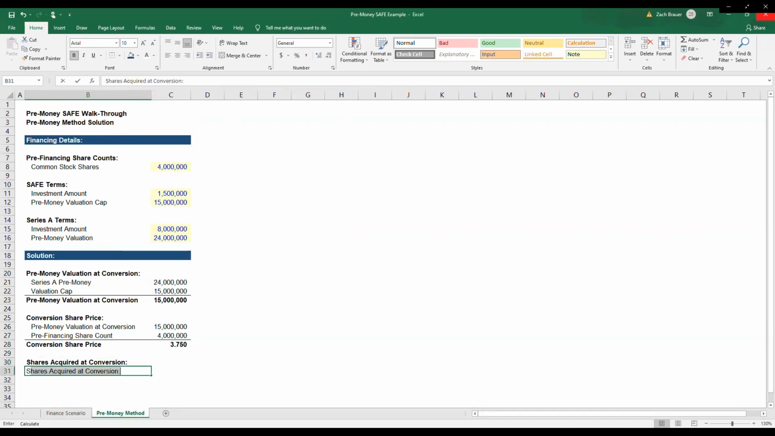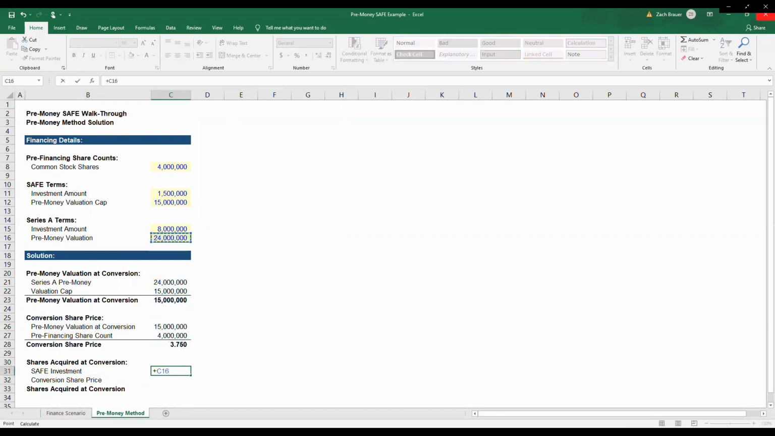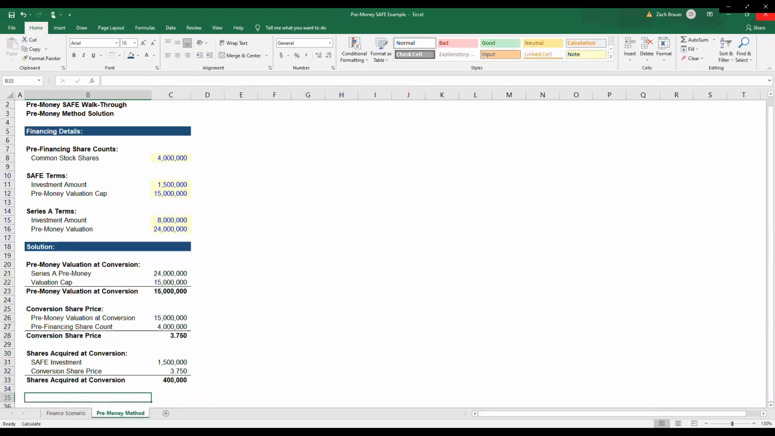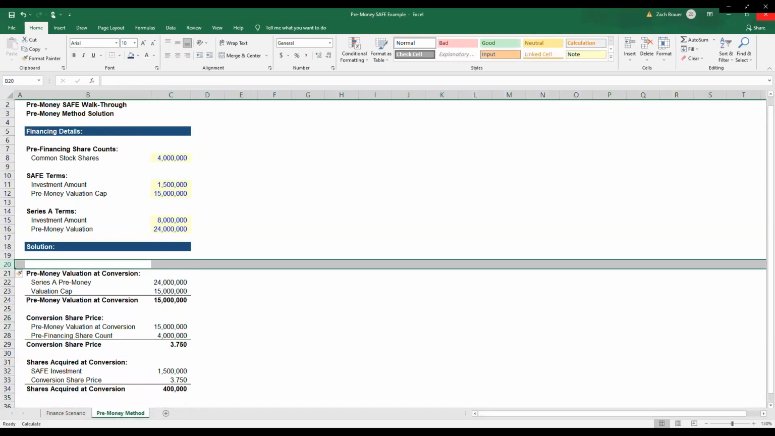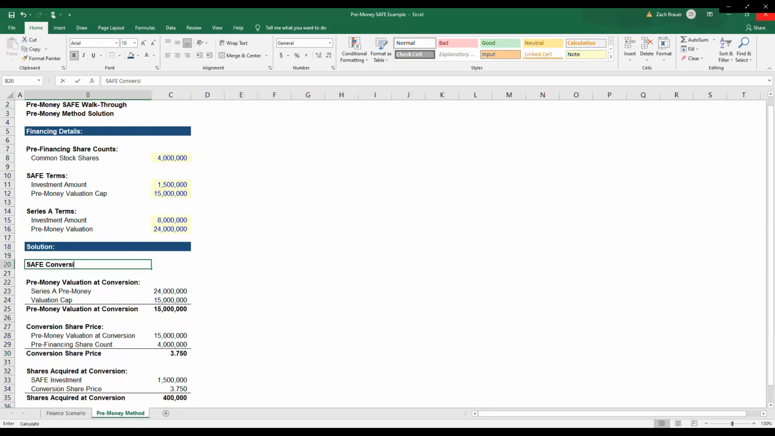Once I have the conversion share price, next I will calculate how many shares are acquired at conversion by taking my safe investment and having the denominator be my conversion share price. One note, when I'm calculating the shares acquired, I'm going to use the round function in Excel. So I'm only acquiring whole shares and wouldn't have any situations where it shows me buying a partial share. So according to this math, I would receive 400,000 shares if I were a safe investor at conversion. The last thing I'm going to do is title this section just to make it clear. This little chunk of the model is where the safe conversion happened.